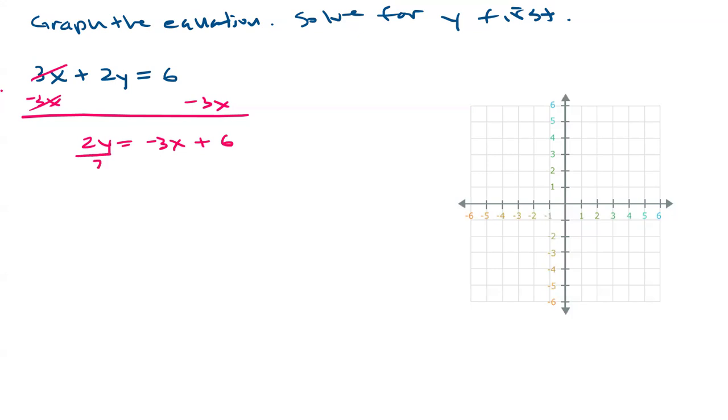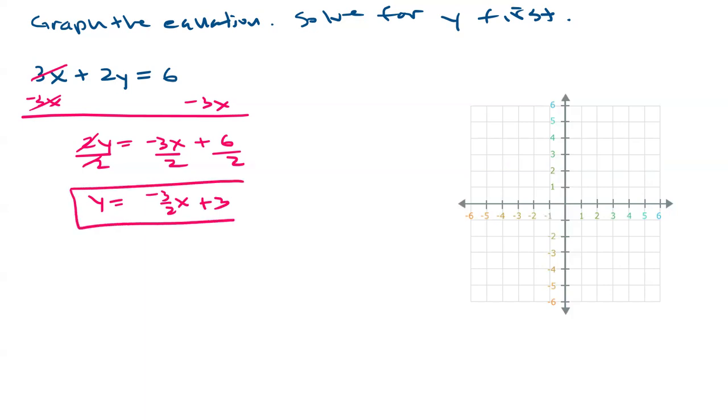We're going to divide each one by 2. So y is equal to -3/2 x plus 3. This is what they want. They want us to solve for y first, and so that's what we did. So now we can write our table or draw our table.